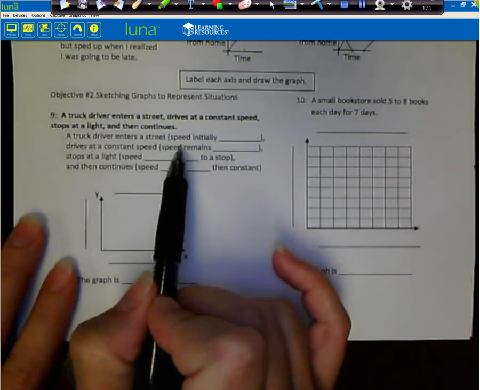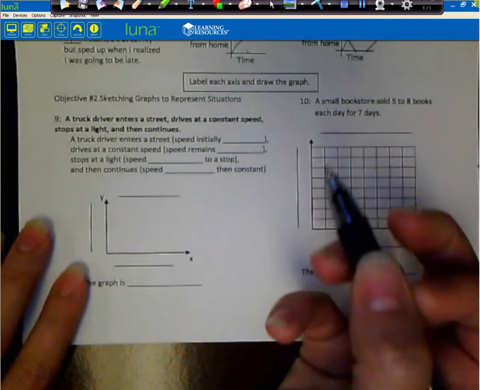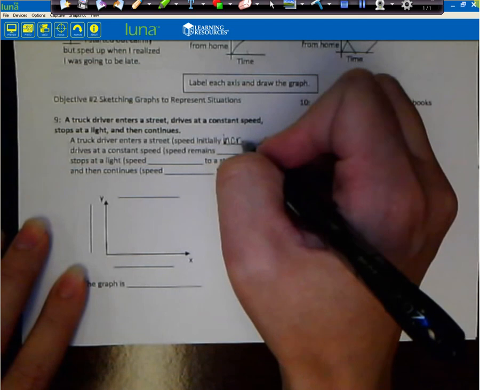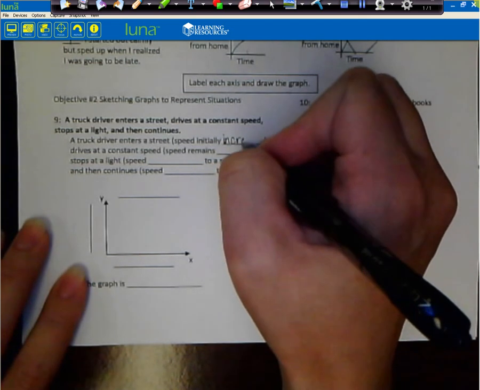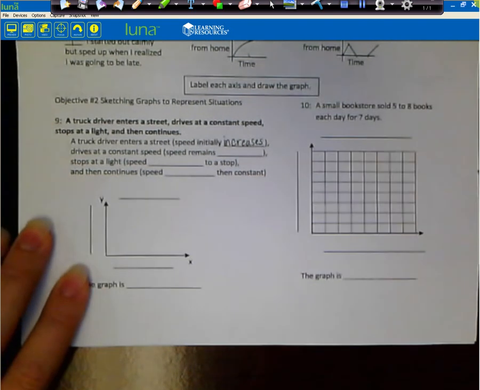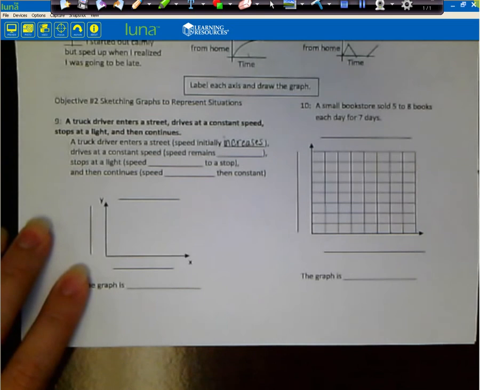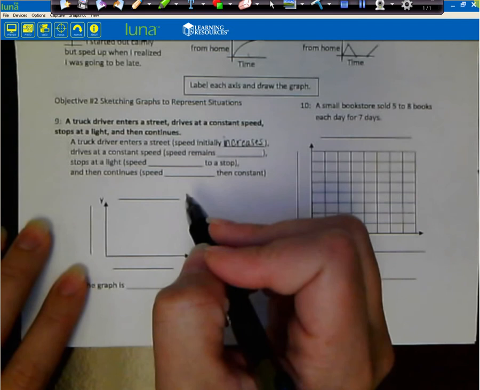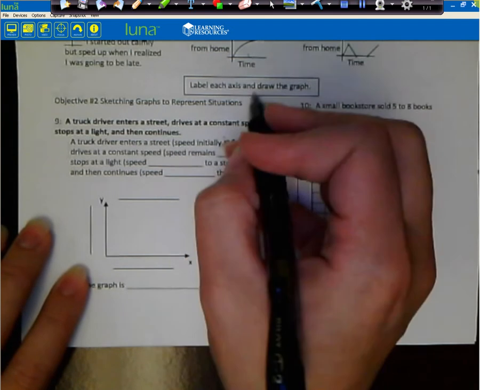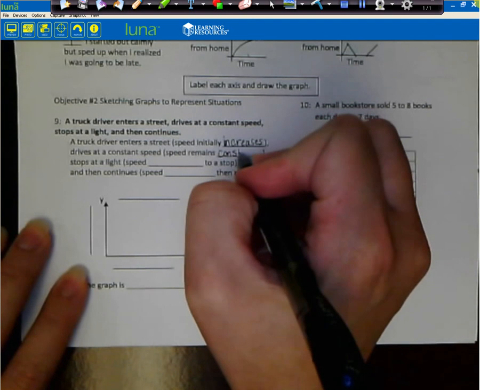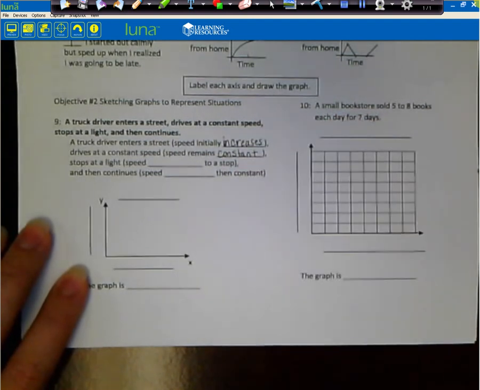So it says here, a driver enters the street. So the speed initially increases, because when you enter a street, your speed is going to increase. So write the word increases there in the blank. Drives at a constant speed means the speed remains constant. So write the word constant there in that blank. Drives at a constant speed means the speed stays the same.